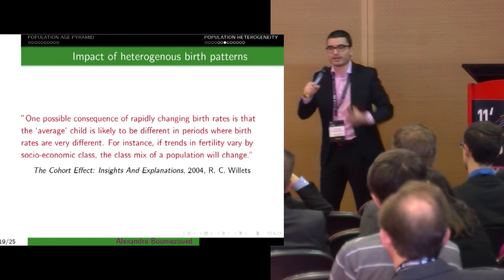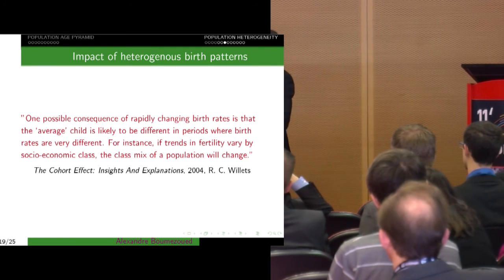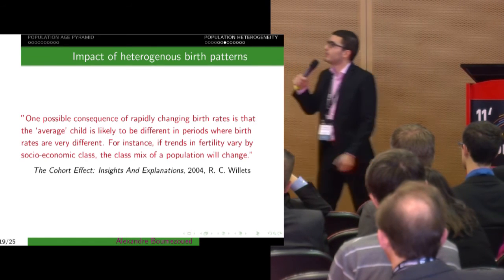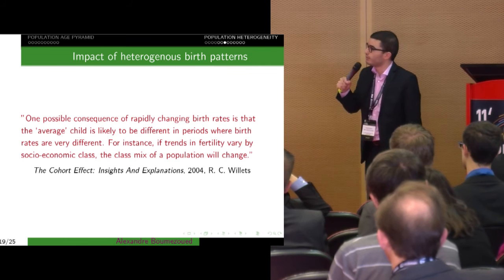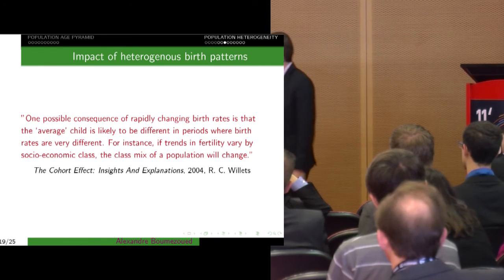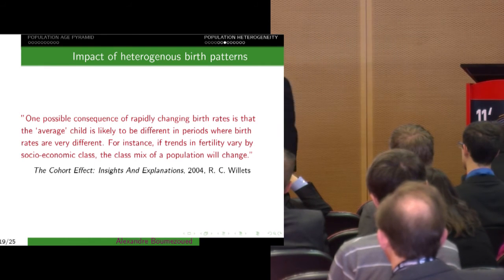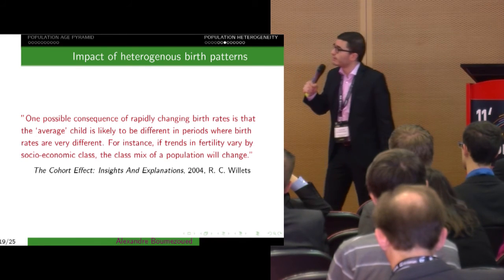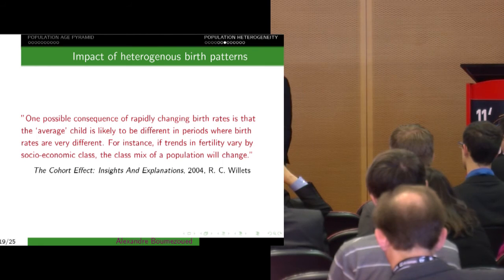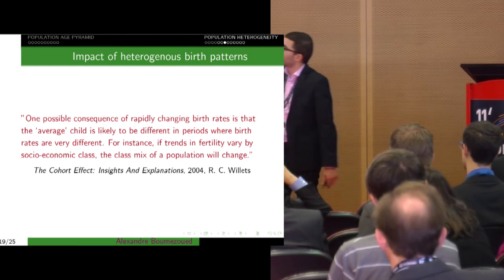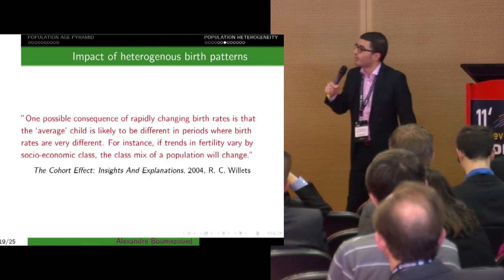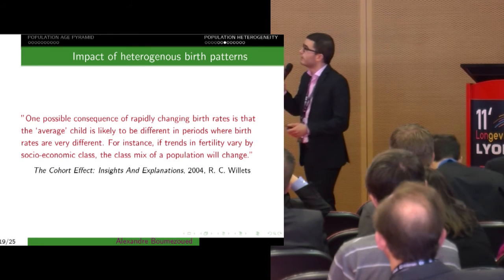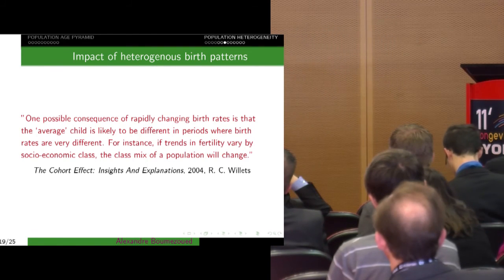What could be the impact of such birth patterns? I don't make any comment here, but just read the sentence by Willets, which is very important for us, which is that, in fact, one possible consequence of these rapidly changing birth rates is that the average child is likely to be different in periods where birth rates are very different. For instance, if trends in fertility vary by socioeconomic class, then the class mix of the population will change.